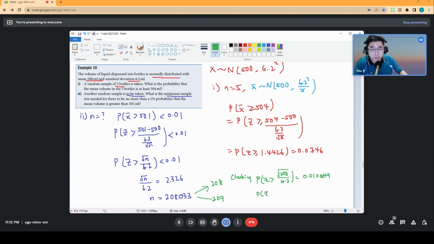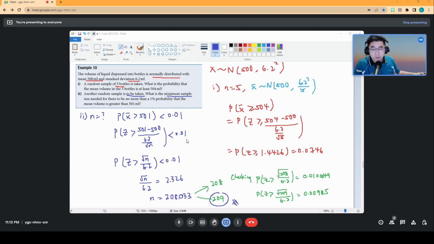But if I calculate P of Z for square root 209 over 6.2, square root 209 divided by 6.2, okay, I have 0.00985. So which one is the answer? A lot of students, when they see 208.033, maybe straight away take the answer as 208, but the correct answer is 209, that you can actually see from here.